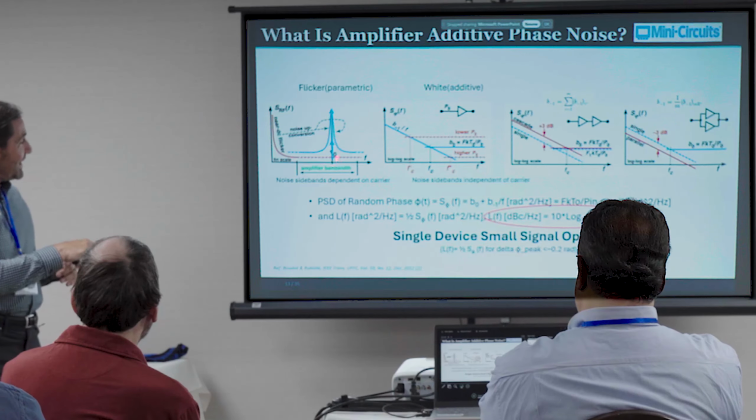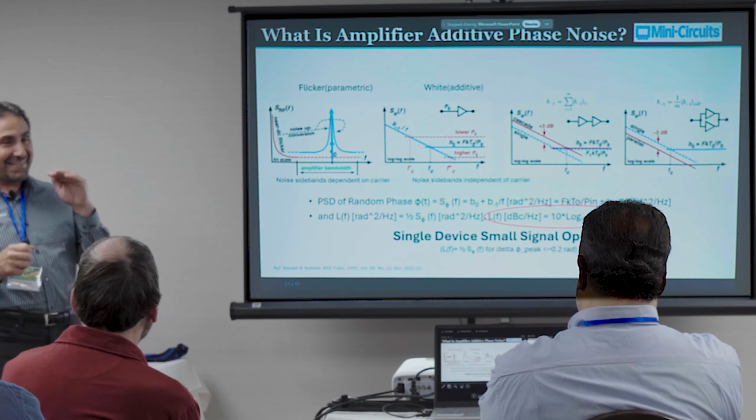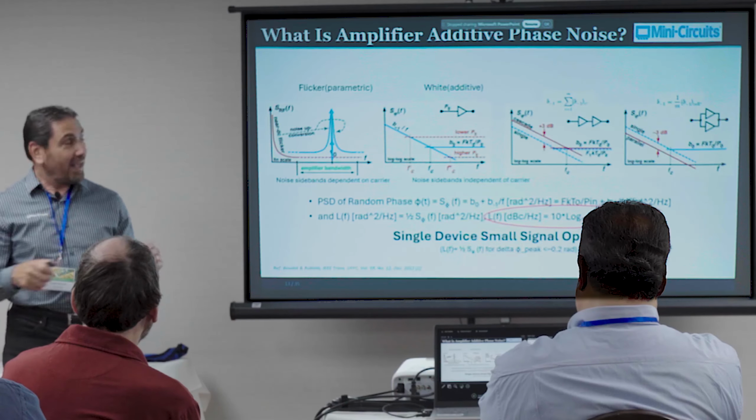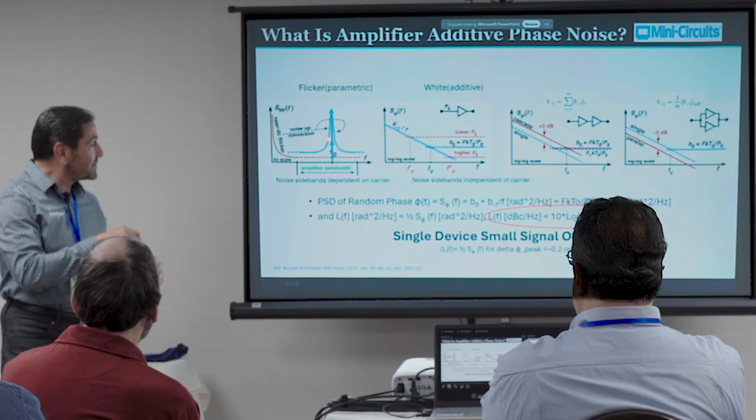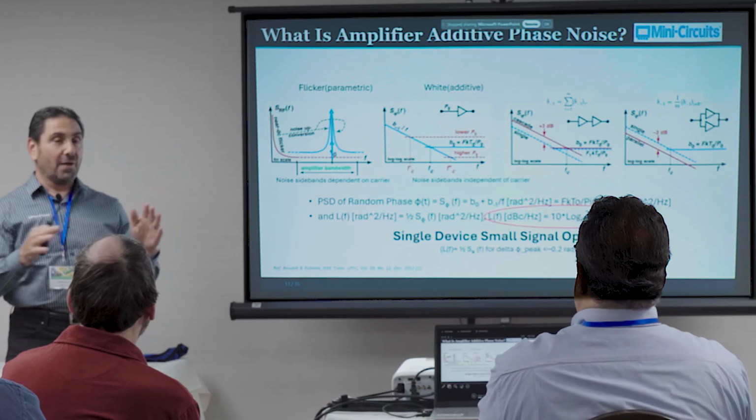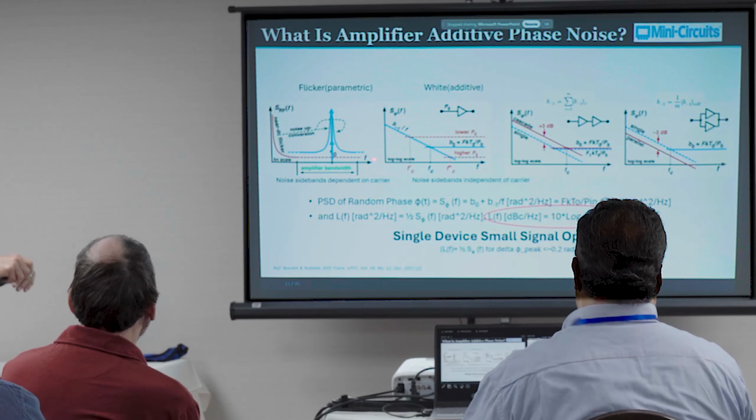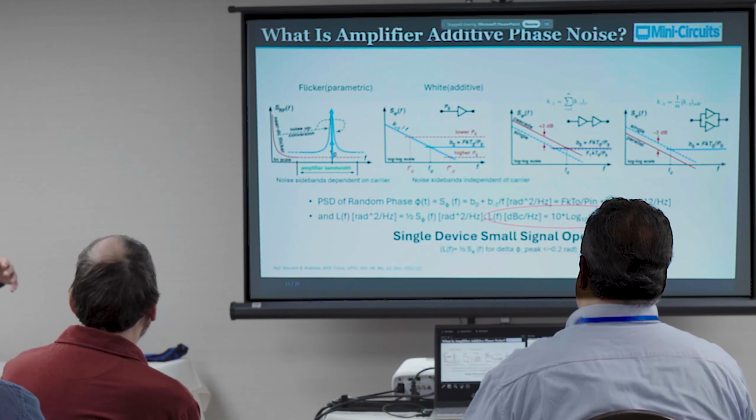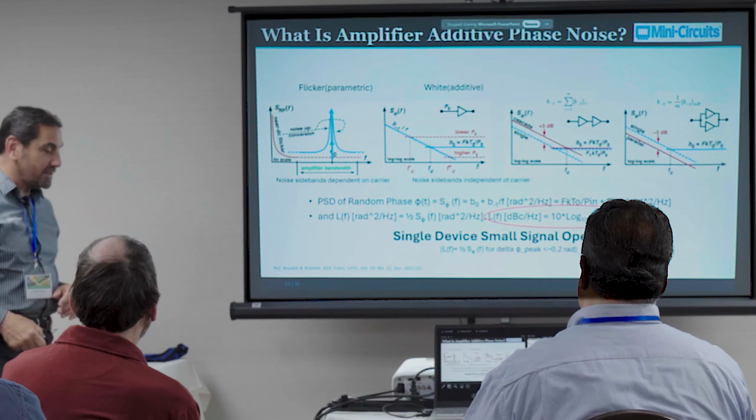So whether you like it or not, you're going to get sidebands when you pass a signal through an amplifier. And these sidebands that you see here are a result of this flicker noise being up converted to the carrier. Ultimately, that meets the white noise floor that you started with. So that's your spectrum analyzer.